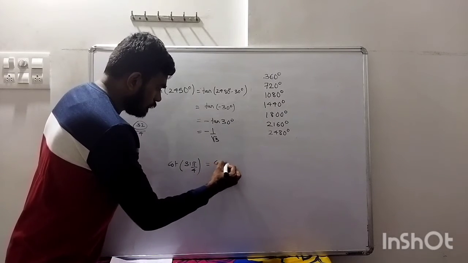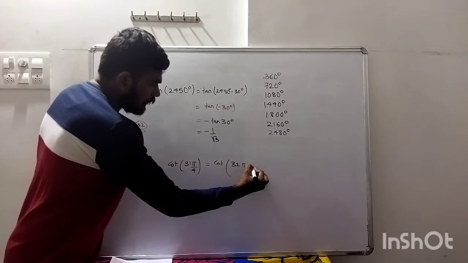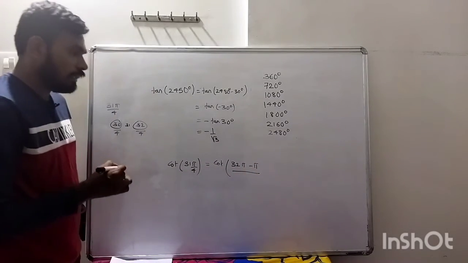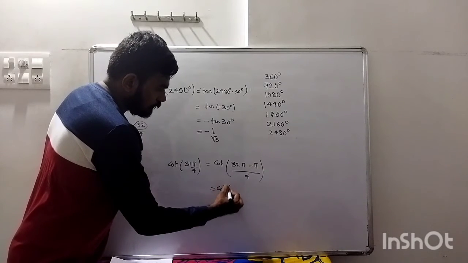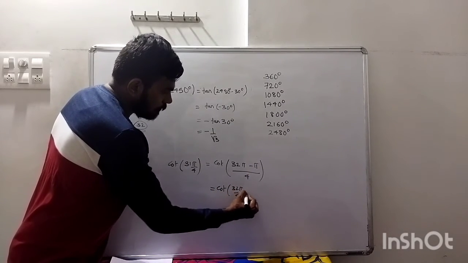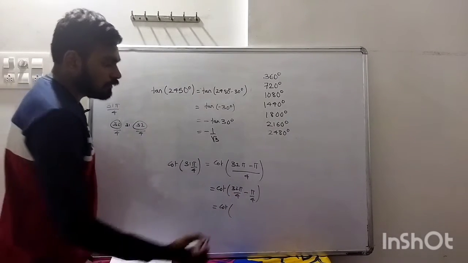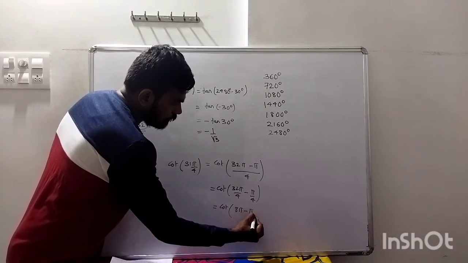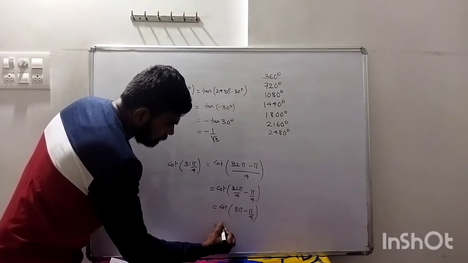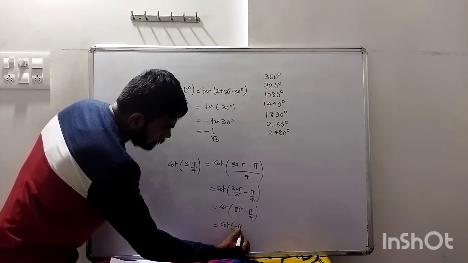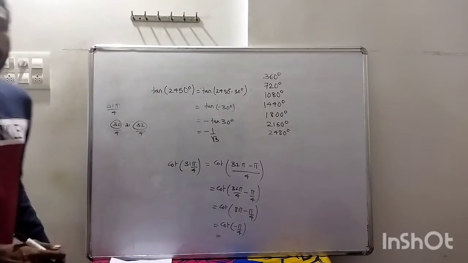So what I do? Cot of 32 pi minus 1 pi, obviously 32 minus 1, correct? 32 pi minus pi upon 4. And this is cot of 32 pi upon 4 minus pi upon 4. So 8 pi minus pi upon 4. And now you can use that pi formula. So this is the same as cot of minus pi upon 4. This is the same as cot of minus 45 degrees. Minus cot of 45 degrees. So minus 1. Understood?